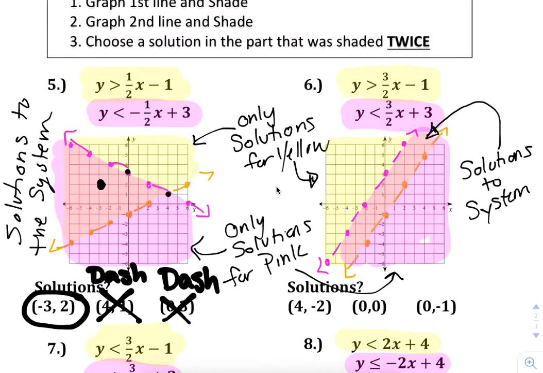Okay, so let's check out our answer choices. First one is 4, -2. I'm going to write that as a pink only. He only works for pink. Cross him off.